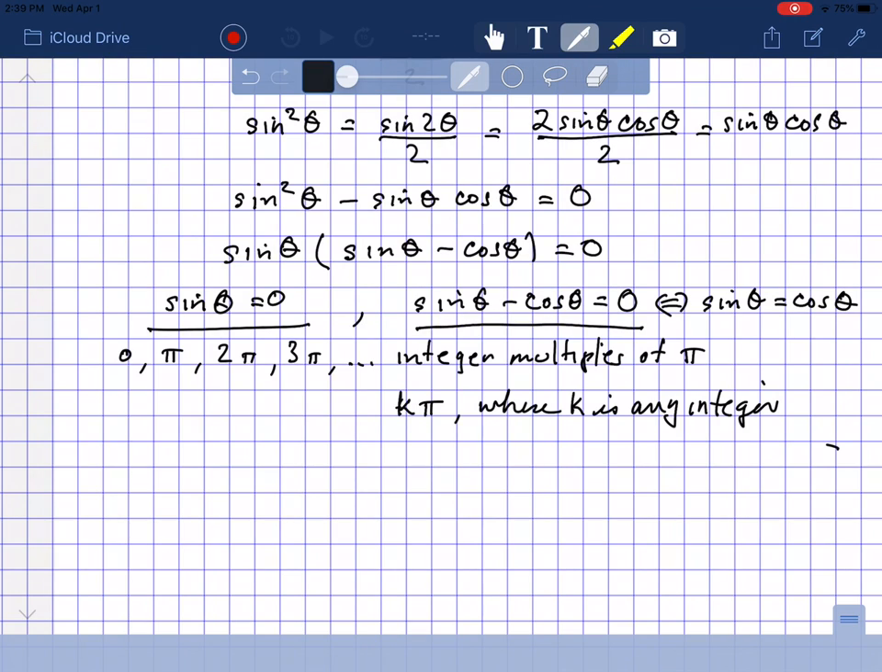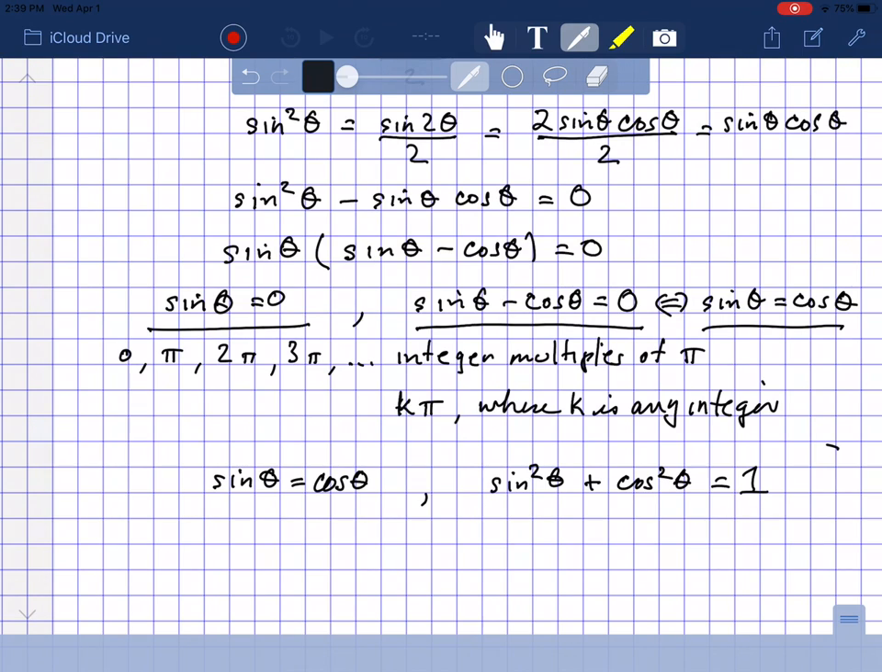Now, the second equation, the sine of theta minus the cosine of theta equal to 0, leads us to the sine of theta equals the cosine of theta. And in order to solve this, we would like to write everything in terms of, let's say, the cosine of theta or the sine of theta. But this is a little tricky because we don't really have an identity to do that. So what we have to work with is, of course, sine squared of theta plus cosine squared of theta is equal to 1, our basic Pythagorean identity.